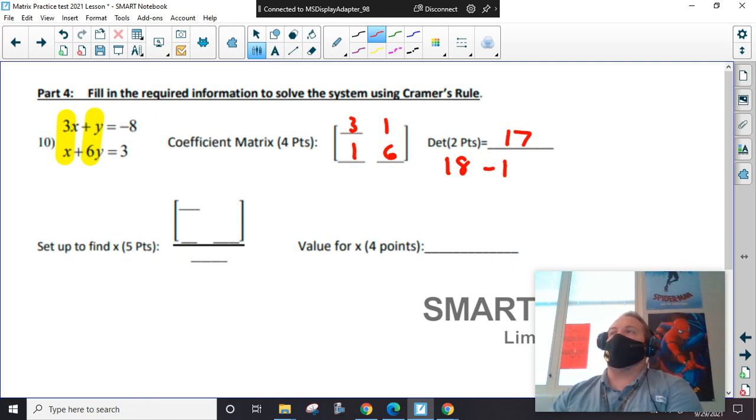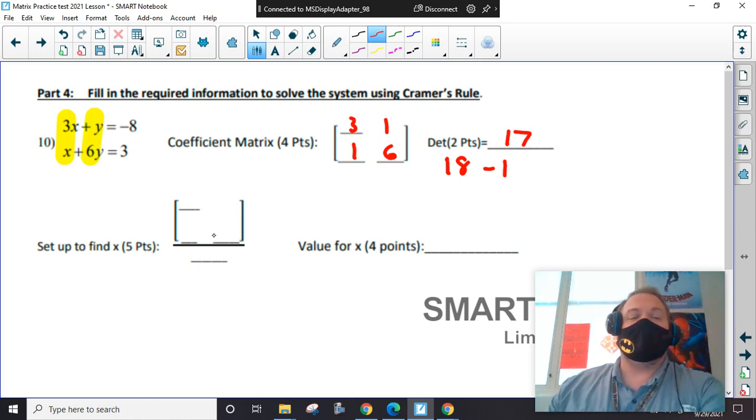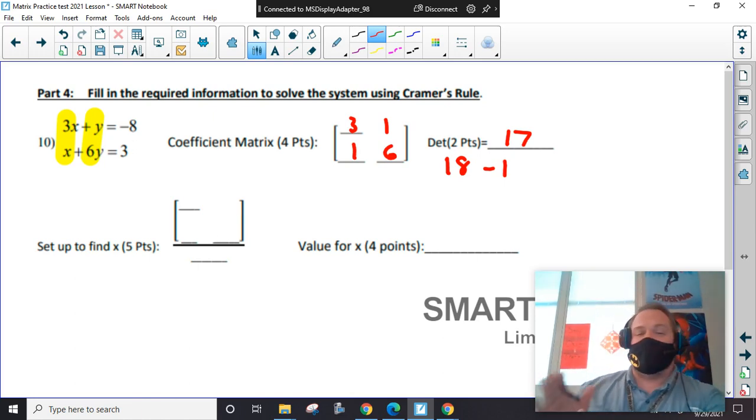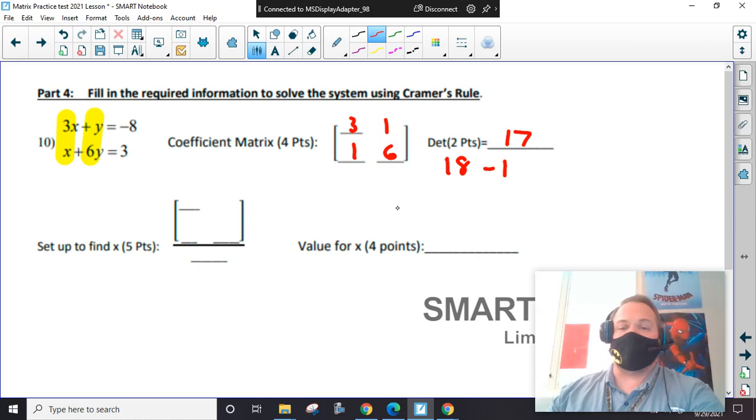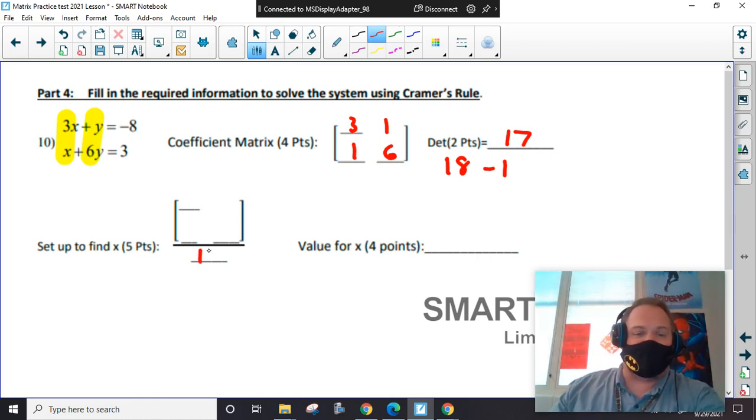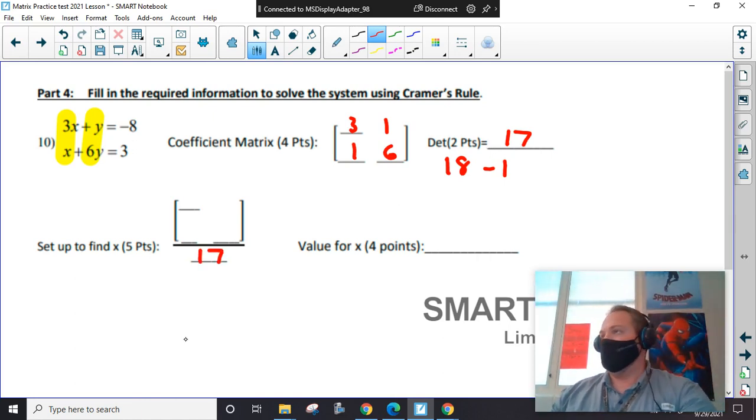When you're finding the determinant of a 2 by 2, you cross multiply and subtract. Some people are going to miss that. Okay, now to set up to find x, what we have to do first is put this determinant right here, this 17.